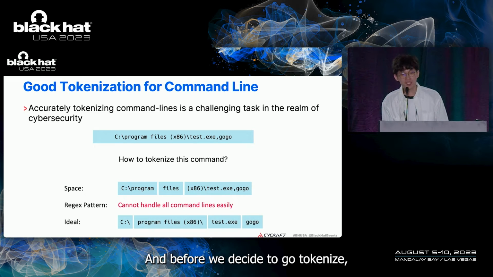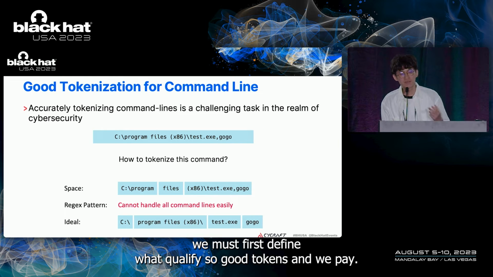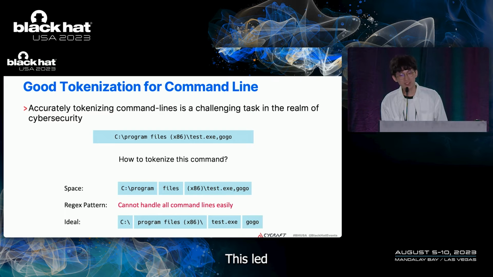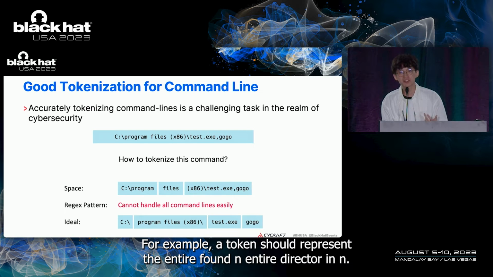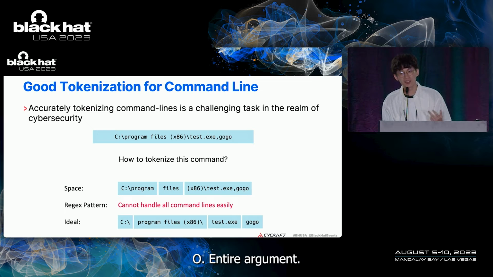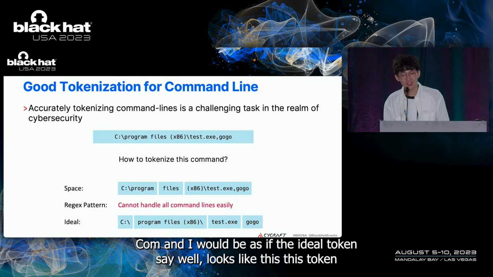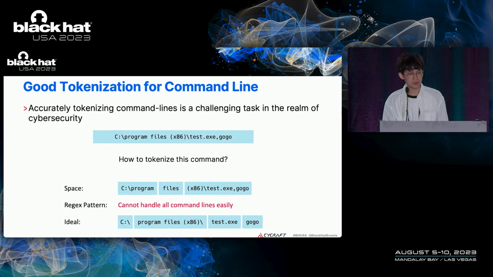Before we decide on a good tokenizer, we must first define what qualifies as a good token. We believe that an ideal token should represent a complete meaning by itself. For example, a token should represent the entire file name, entire directory name, or entire argument. So for the simple example command line, we believe the ideal token set will look like this.